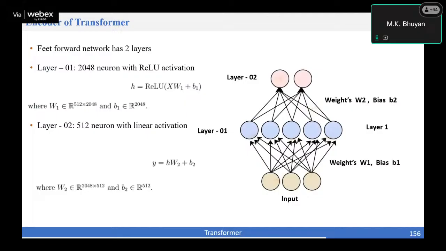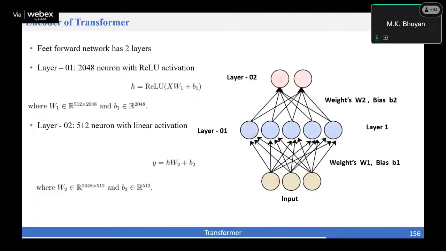Layer number 1 has 2048 neurons. First we are doing the expansion: the input is 512, but now it is mapped to 2048. If I do the expansion, what will happen? We will learn more contextual information.